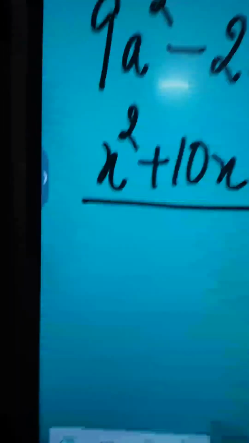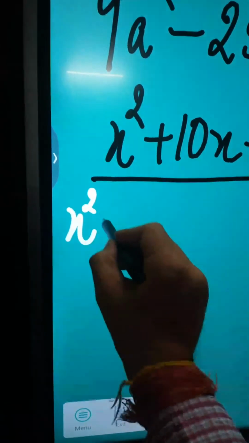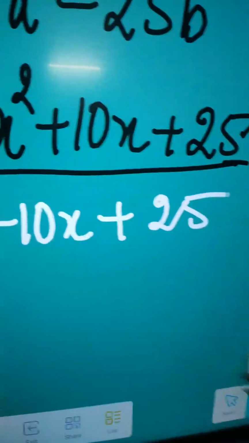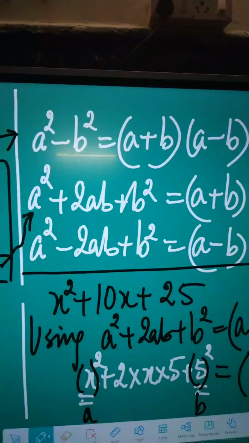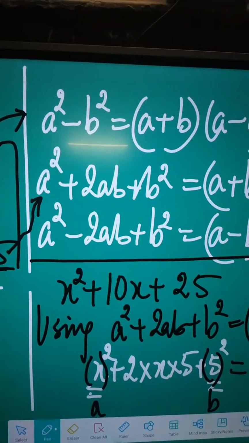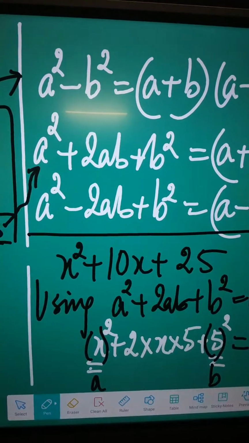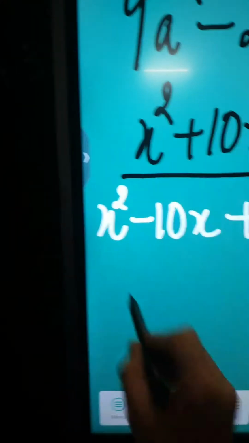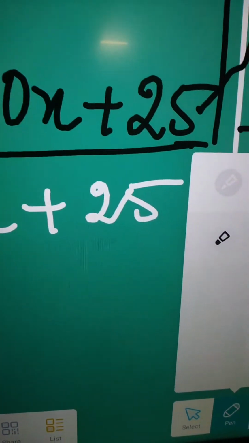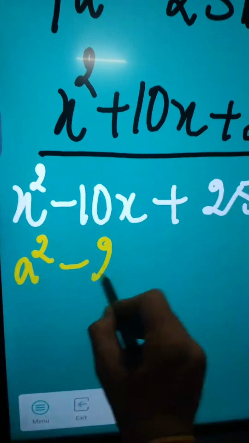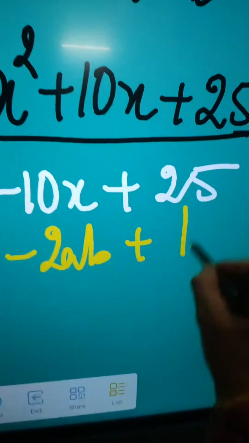this question was given as x square minus 10x plus 25. Then which formula will I use? I will have to use the minus formula, a square minus 2ab plus b square. A square minus 2ab, because now it is matching. See, it is matching. It is a square minus 2ab plus b square.